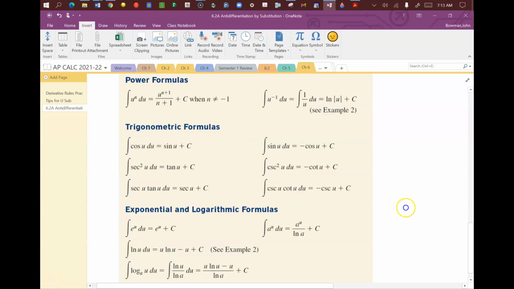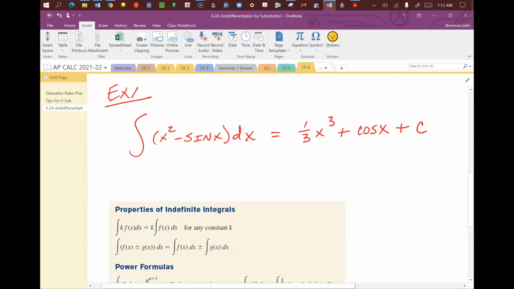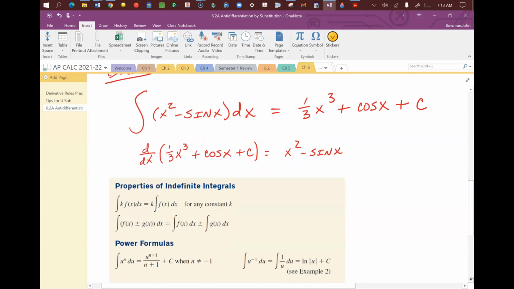So how can we ensure that we've found this indefinite integral correctly? We can ensure that by differentiating our solution. So if we differentiate our 1/3 x cubed plus cosine x plus any constant c, we are going to get x squared minus sine x, and the derivative of the constant is going to be 0. So we can verify our indefinite integrals by differentiating the solution and seeing that we get back to the integrand that we started with.